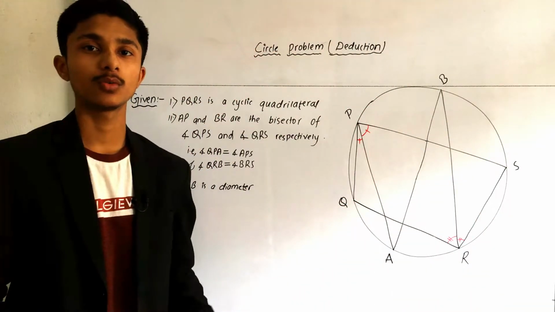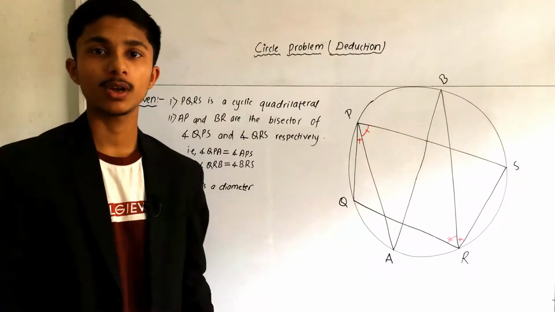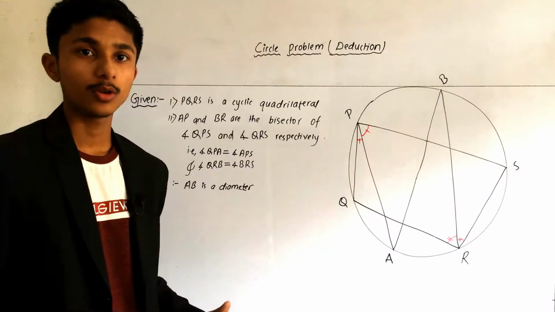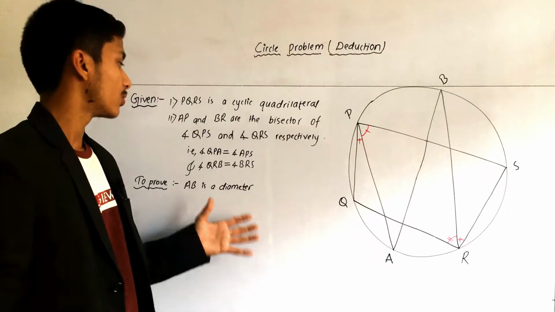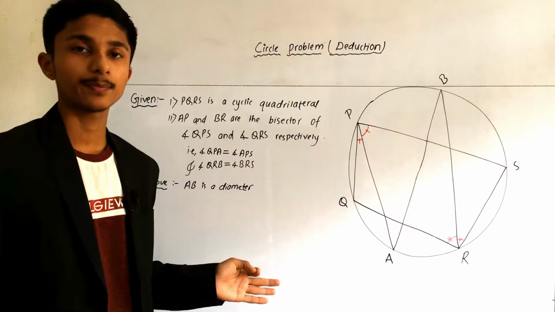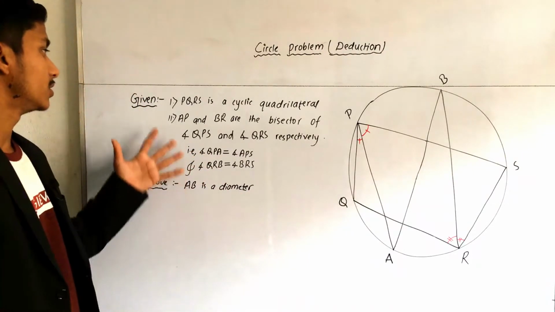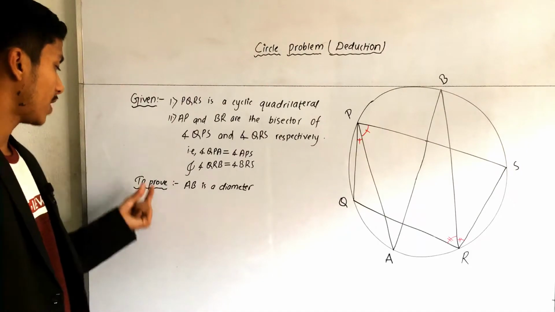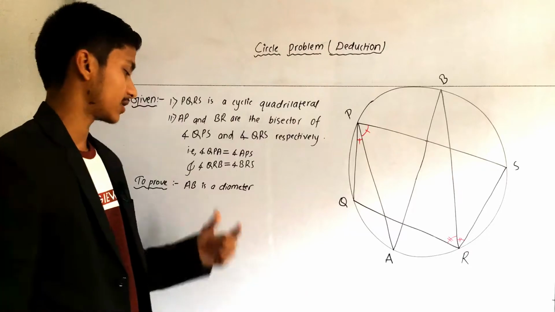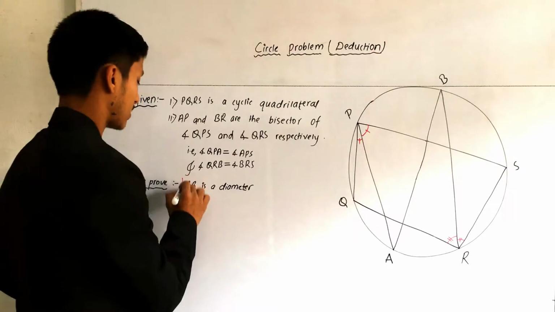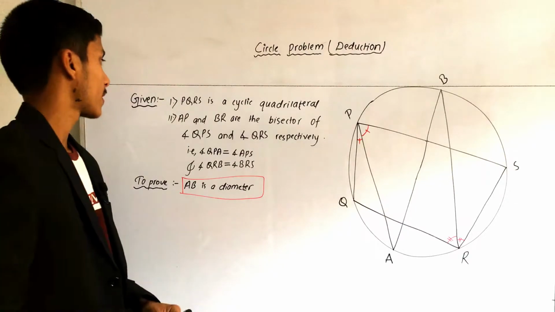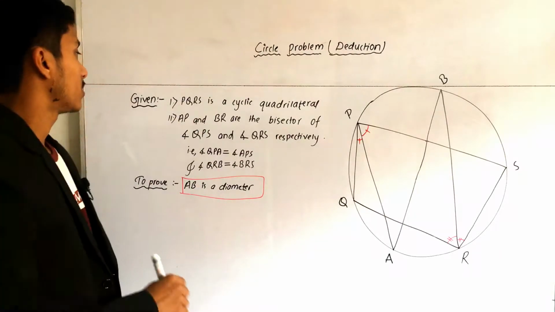Here we have one deduction problem that we are going to solve in this video. Before solving the problem, we need to see what is given in the question. From the question, we have to prove AB is a diameter. This is our target. We have to reach our target. So let's see the given.